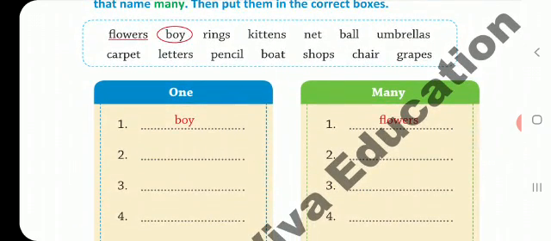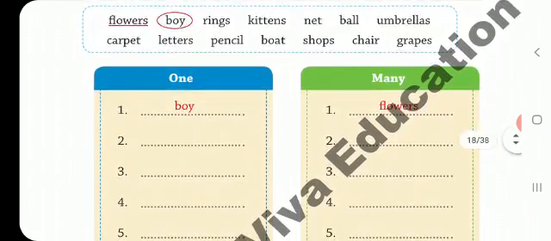Net, N-E-T, net is single. It will fall in the blue box and you have to circle it. Ball, B-A-L-L, is single. You have to circle it and put it in the blue box. Umbrellas, plural again, it has an S at the end. We are talking about more than one. It will fall in the green box and you have to underline it.